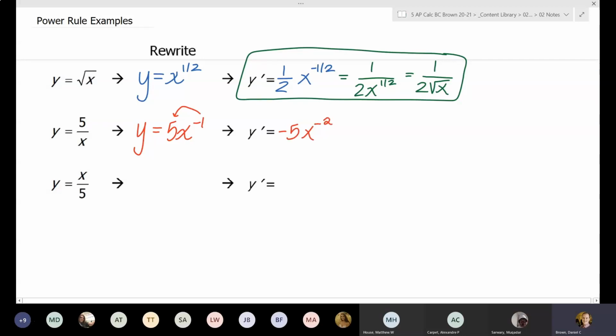That answer is perfectly fine. Or you can send the x to the denominator to have a positive exponent. Make sure if you're moving your terms around to get a positive exponent, you leave that negative 5 in the numerator because it didn't have a negative exponent attached to it.